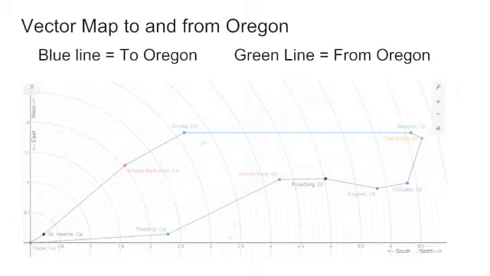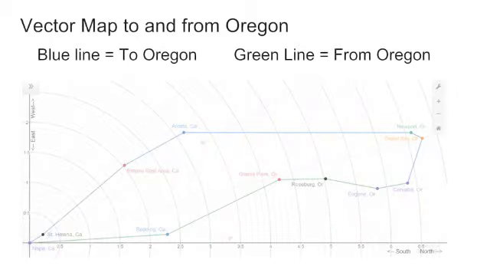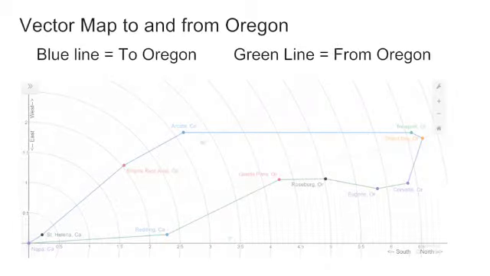Here I have created a vector map to show Mr. Paisley's journey from Napa, California to Corvallis, Oregon. I have also shown his trip back from Corvallis, Oregon to Napa, California.